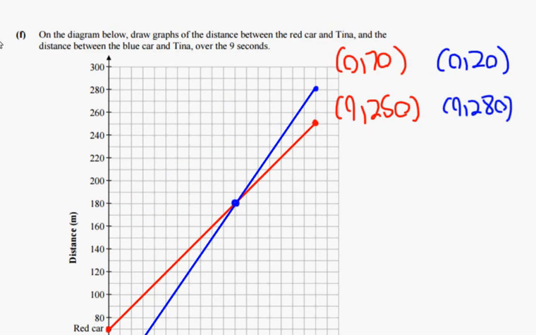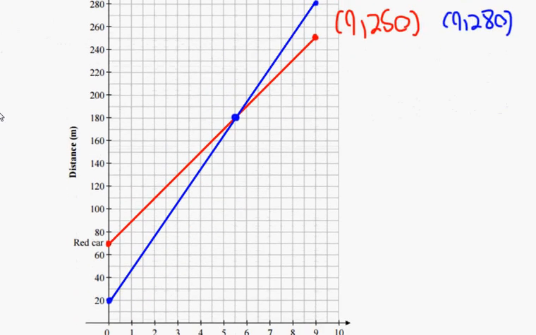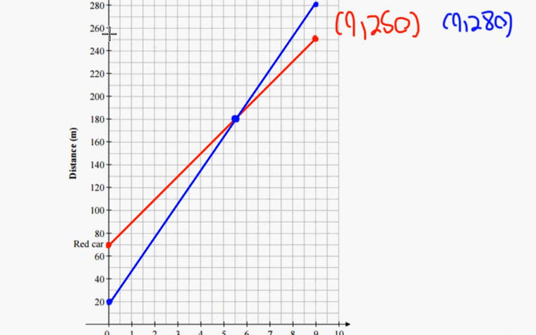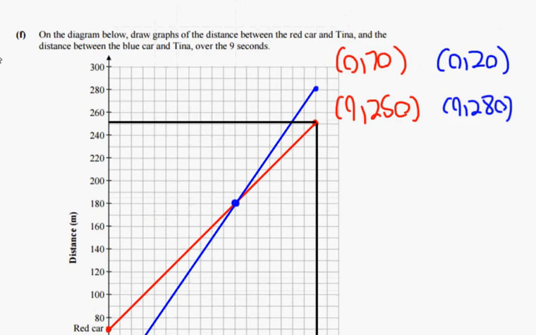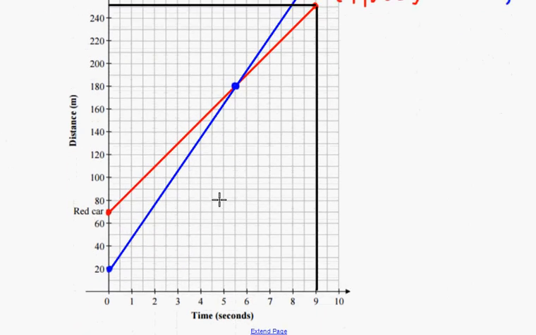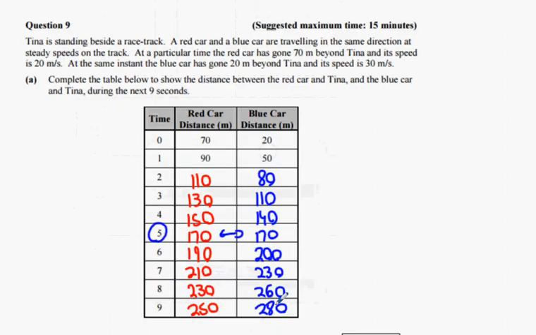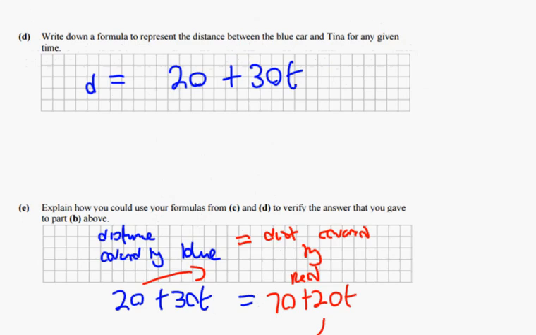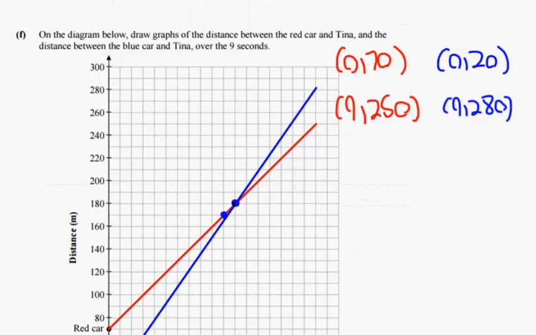Might need to draw this again. 0, 70 to 9, 250. 250 is located here. That's 9, 250, no bother. That's 9, 280. Yep, and 0, 20. Sorry guys, so this didn't quite link up as well as I would have liked. Now the reason for that is actually 290. The last one was 290, so I just made a quick mistake on that, and that would explain why none of the answers are wrong.